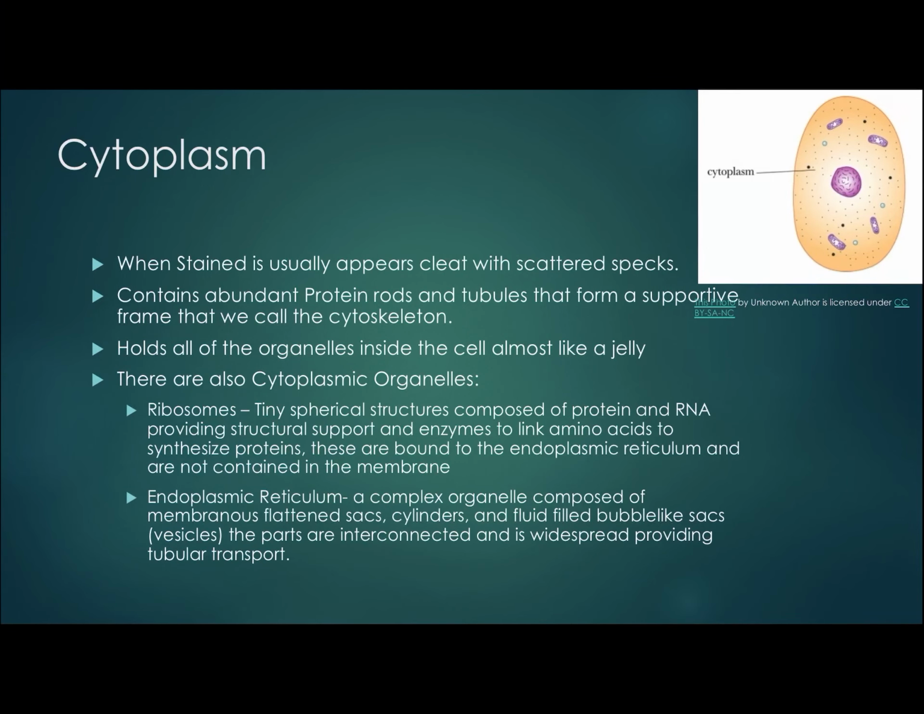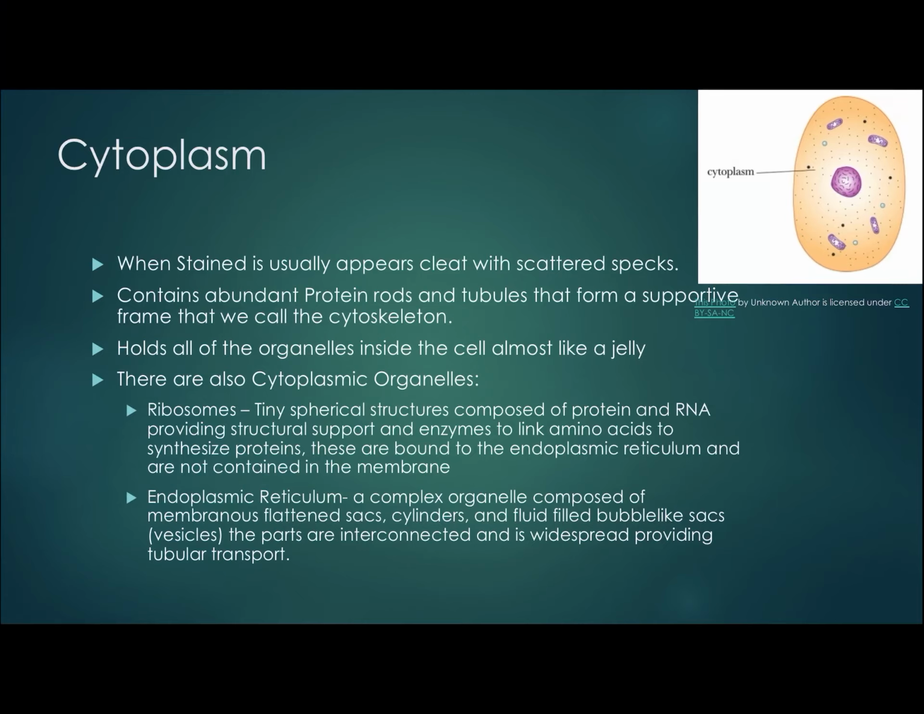Next, we have the cytoplasm. When it's stained, it appears clear with scattered specks. It contains abundant protein rods and tubules that form a supportive frame that we call the cytoskeleton. There are cytoplasmic organelles within.